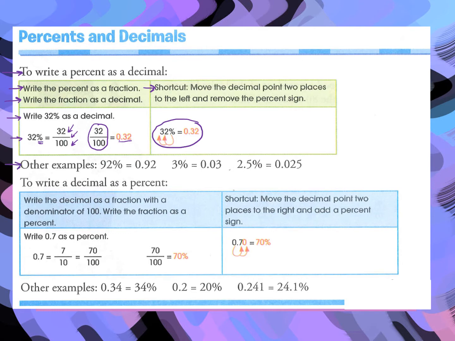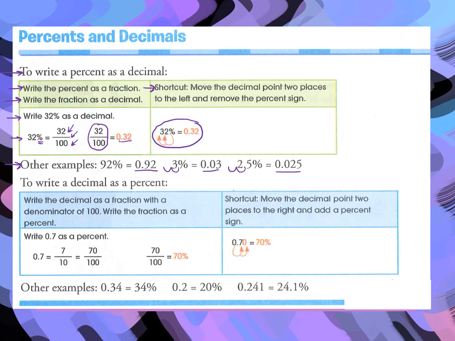Other examples. 92% is 92 hundredths. 3%, we've moved the decimal point over 2 times, so that is 3 hundredths. 2.5%, you've moved the decimal point over 2 times, so that is 25 thousandths.